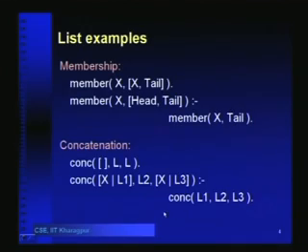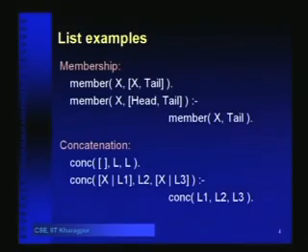No, L2 is a list, it is already a list. See, this concatenate predicate has 3 arguments, all 3 are lists. Is that clear? No? Give an example of how this will work.